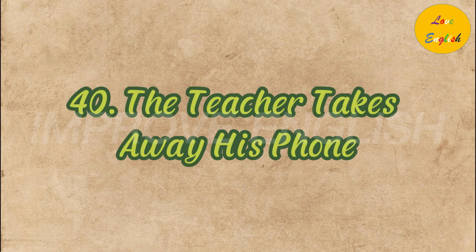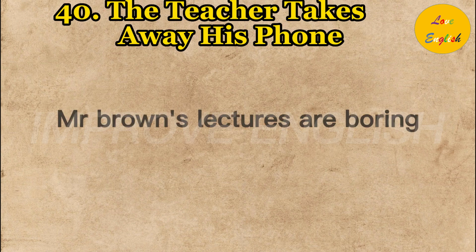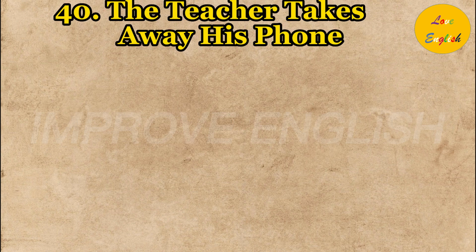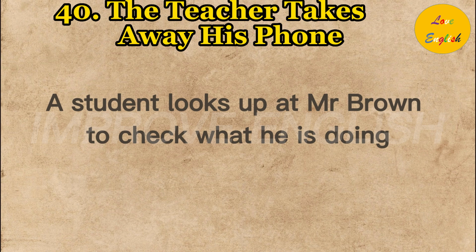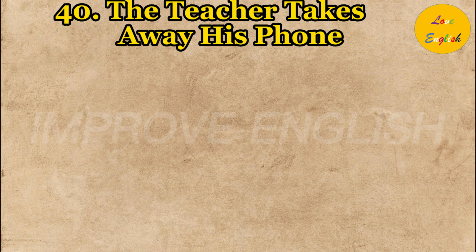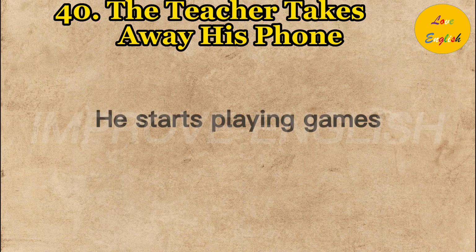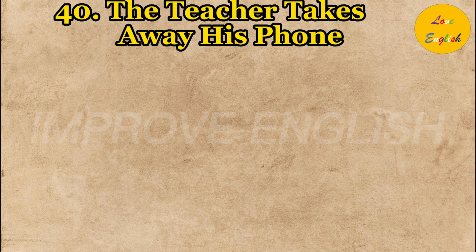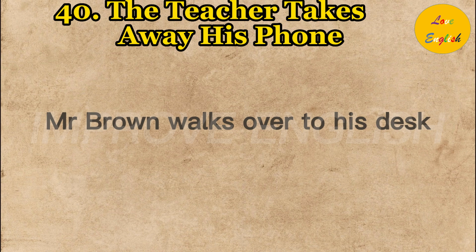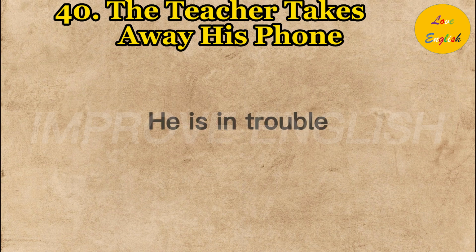40. The teacher takes away his phone. Mr. Brown's lectures are boring. A student looks up at Mr. Brown to check what he is doing. Mr. Brown is writing something on the board. The student takes out his phone. He starts playing games. Mr. Brown walks over to his desk. Mr. Brown takes the student's phone away. He is in trouble.